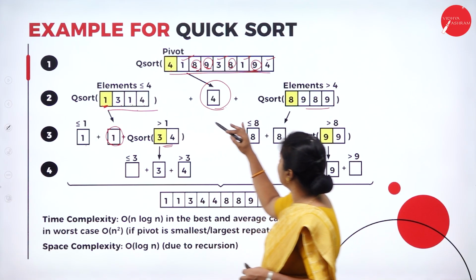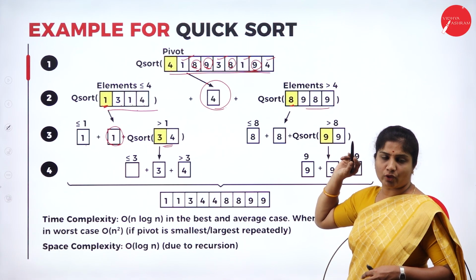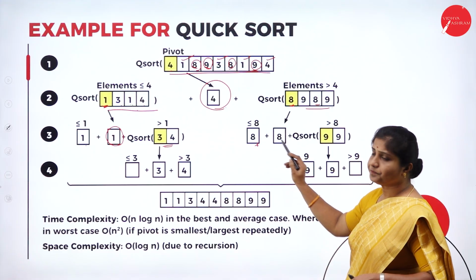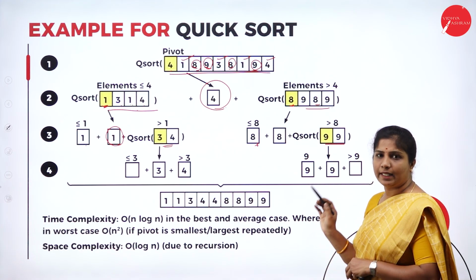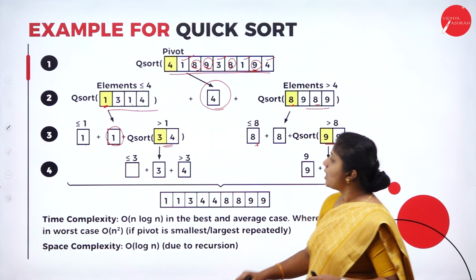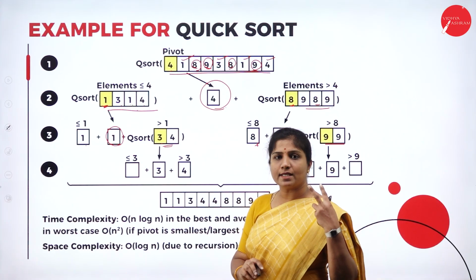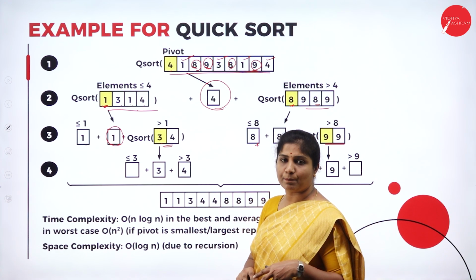Next, if we come to this side, here I have chosen 8 as a pivot element. So here one more 8 is there. This is placed before that 8, and two 9s are placed after the 8. Understood? Again I am choosing this because it contains 2 numbers in this subarray.